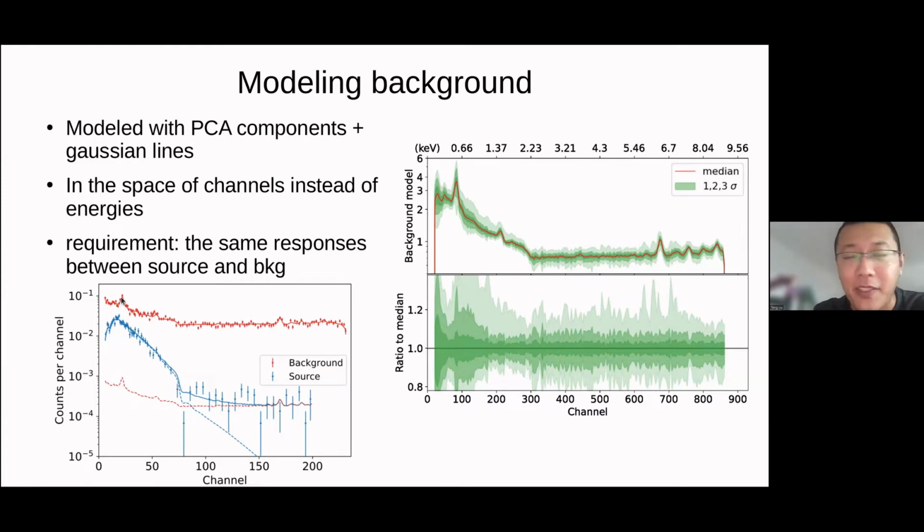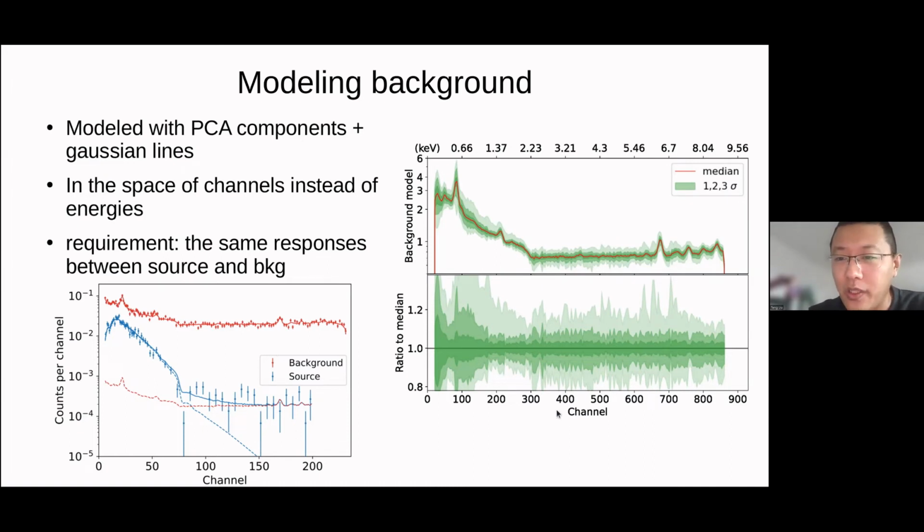We first fit this spectrum, and then we freeze the shape of the spectrum, leaving only a normalization. And this background model is rescaled using the backscale to the size of the source extraction region, which is the red dashed line here. And then it is added to the source signal, which is the blue dashed line, and at last compared with the source spectrum data. So this is how the spectral fitting is done.